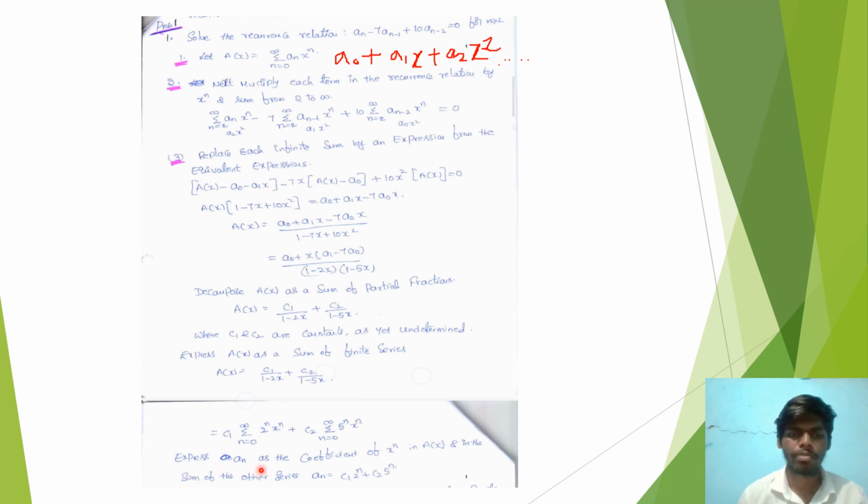So express a_n as the coefficient of x to the power of n in A(x) in the summation of the series. So we can write a_n is equal to c1 times 2 to the power of n plus c2 times 5 to the power of n. This is the first example of solving recurrence relations using generating functions.